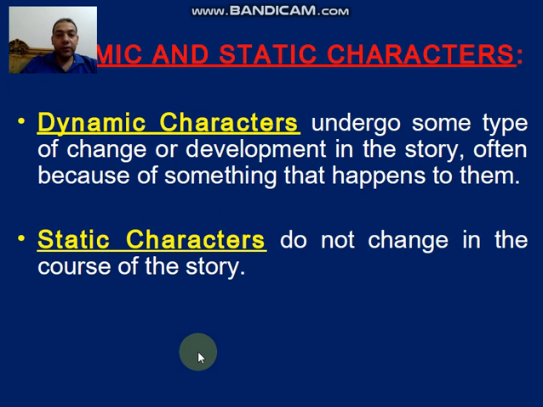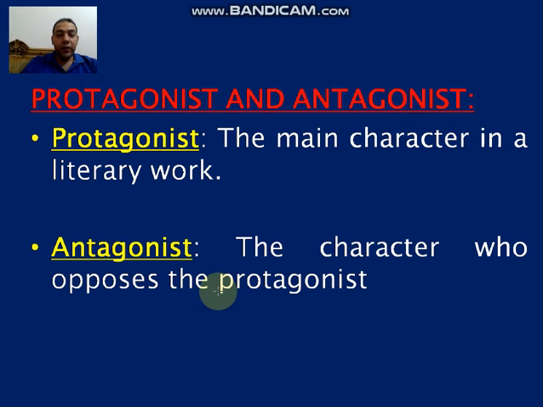Okay, then we go to dynamic characters. A dynamic character undergoes some type of change or development in the story, often because of something that happens to them. We call it dynamic. Static characters do not change in the course of the story. From the beginning till the end, there is no change. We call it a static character. Then we go to the protagonist. It's the main character in a literary work, and what is opposite or competing with the protagonist we call the antagonist, the character who opposes the protagonist.